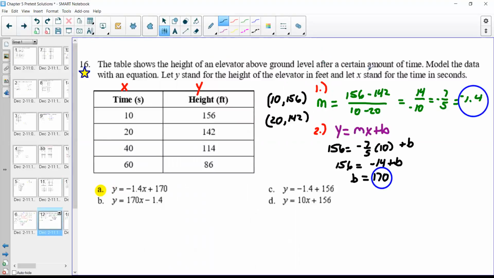16, the table shows the height of an elevator above ground level after a certain amount of time. Model the data with an equation. Let y stand for the height of the elevator and x for the time in seconds. So this would be like an ordered pair, 10 and 156, 20 and 142. And I could use those two or any two to find the slope. And then with the slope, I can take any of these values, plug it into y equals mx plus b with the slope, and solve for b. I don't know if anybody missed that one or not.